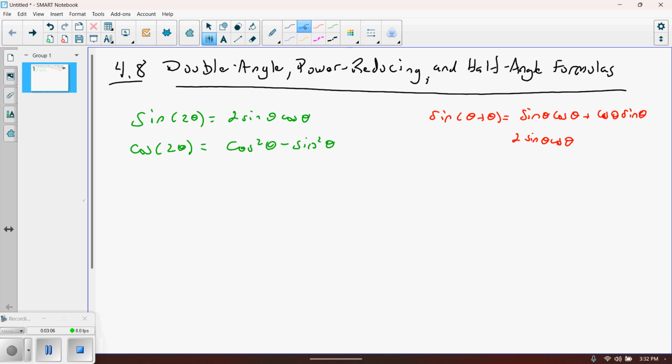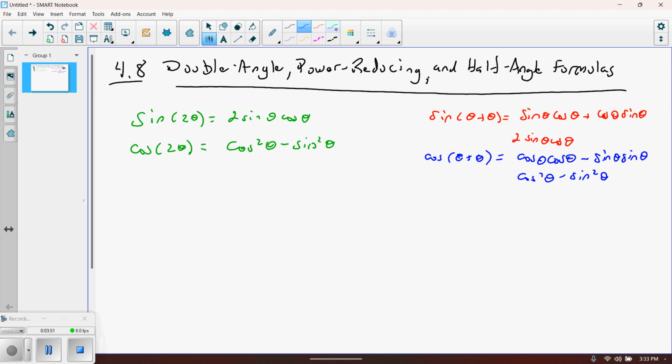And again, that is established from the fact that we could write cosine of 2 theta as cosine of theta plus theta. So in this case, your first and your second angle are exactly the same. Well, using your cosine formula, that would be cosine of the first angle times cosine of the second angle, and again, they happen to be the same. Because it's plus, we change the sign to minus, and then it is sine of the first angle times sine of the second angle. So ultimately, you get cosine squared of theta minus sine squared of theta. And that's where that's established from.